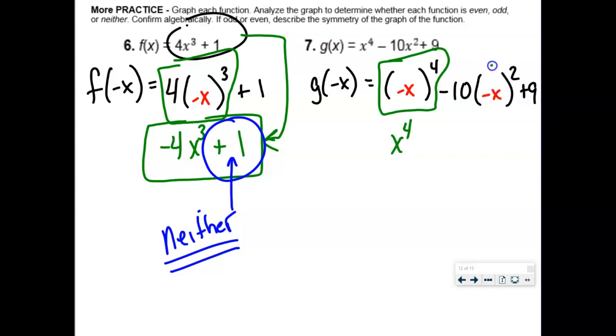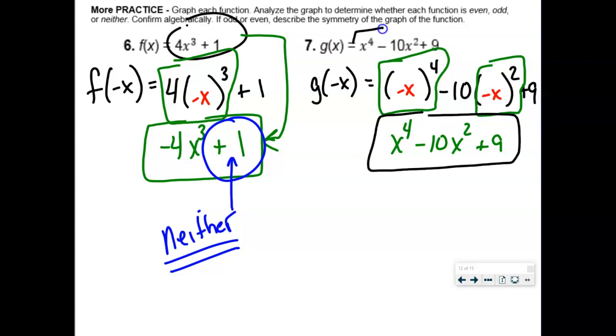Good. All right, and then right here, same thing happens. Even powers create positives. So that's positive x squared, but there is a negative 10 coefficient, so it's back to negative 10x squared. And then plus 9 isn't going to change at all. So could y'all compare this new one to the original? And what do you know? They're the exact same. So since they are the exact same, what does that tell you?